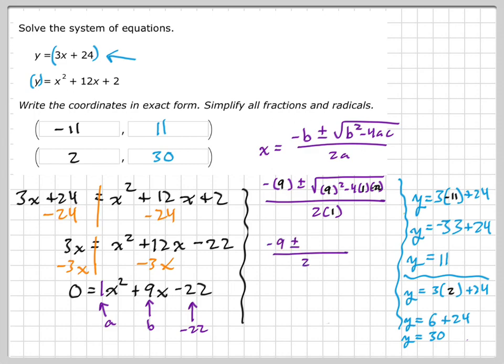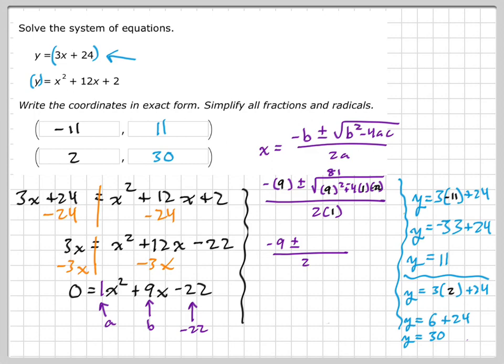Next, I'm going to simplify the easy parts, which is the negative 9 and the 2 on the bottom. Next, I have to go to the radical. This is where everybody messes up, so I like to take my time with this one. 9 squared, 81. Next, I'm going to change that minus 4 into a plus negative 4. And the reason why I do that is because everybody messes up with the negatives right here. So don't mess up with negatives.